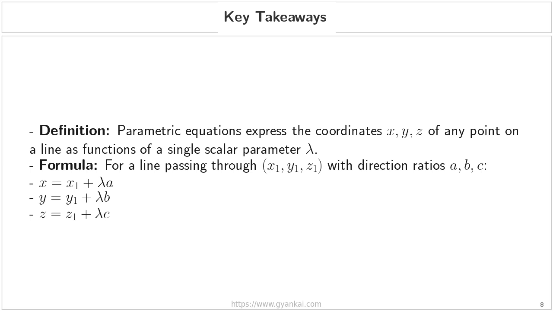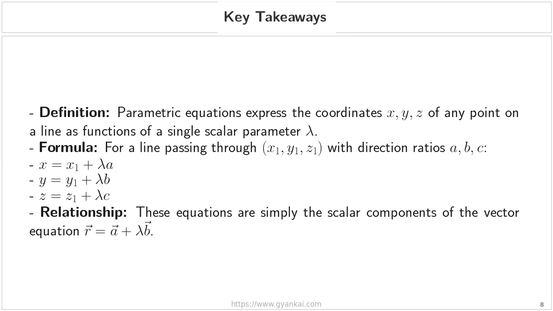Next, let's look at the formula one more time to ensure it's etched in your memory. If you are given a line that passes through a specific point with coordinates x sub 1, y sub 1, and z sub 1, and you have the direction ratios a, b, and c, you can write your equations as follows. x equals x sub 1 plus lambda times a, y equals y sub 1 plus lambda times b, and z equals z sub 1 plus lambda times c. Just remember to plug in your starting point and your direction components exactly as we practiced in our worked example.